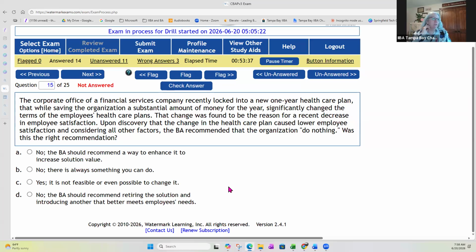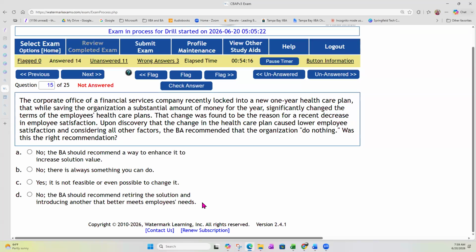So we have gotten into recommend actions and increase solution value. Possible answers. A: No, the BA should recommend a way to enhance it so as to increase solution value. B: No, there's always something you can do. C: Yes, it's not feasible or even possible to change it. D: No, the BA should recommend retiring the solution and introducing another that better meets the employee's needs. What is the best answer? Is the right recommendation.